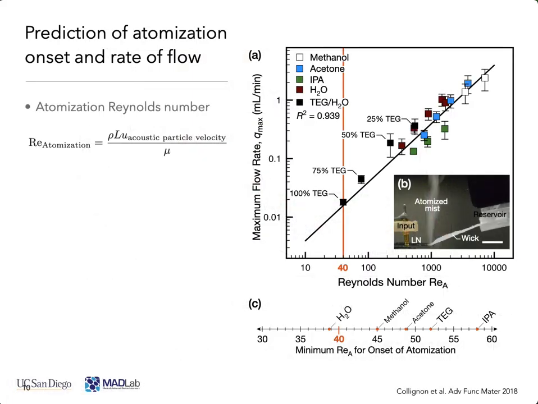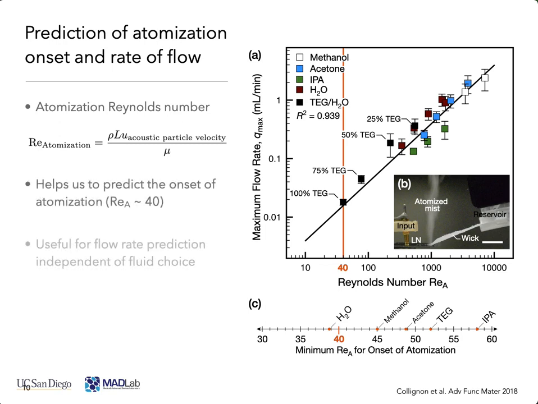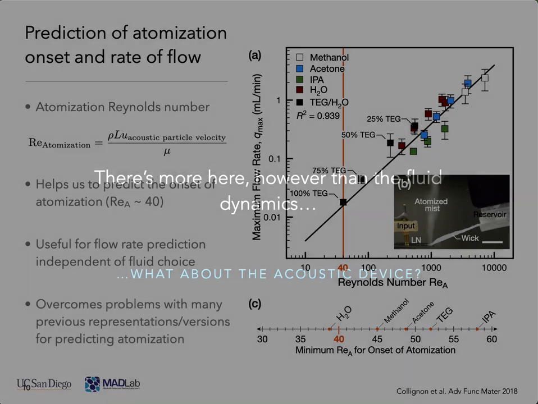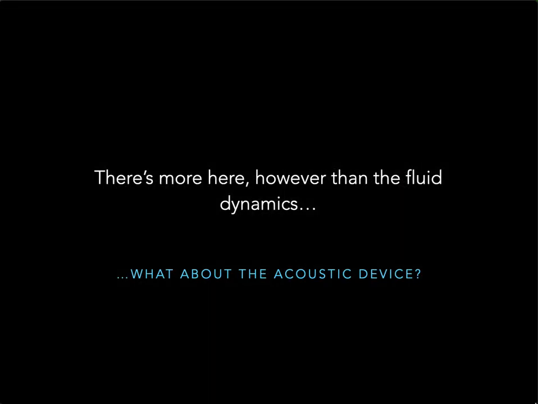And what we can do is use this to predict the atomization onset and the rate of flow, depending on the fluid that is used to carry the drug that we might wish to work with. So we can predict the atomization onset and then the rate of atomization, or the flow rate, that we might achieve as a consequence, depending on what we call an atomization Reynolds number, which is slightly different from the traditional hydrodynamic Reynolds number. So there's more here than the fluid dynamics.